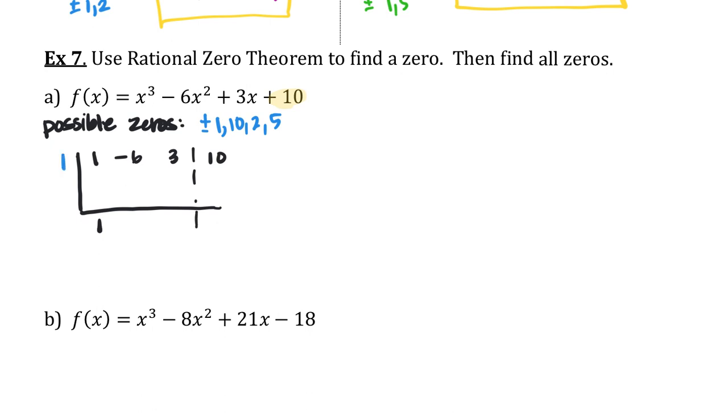Okay, 1. 1 times 1 is 1. Negative 5 times... That's negative 5. 3 minus 5 is negative 2. 1 minus 2. No, that's not 0, so that's wrong.